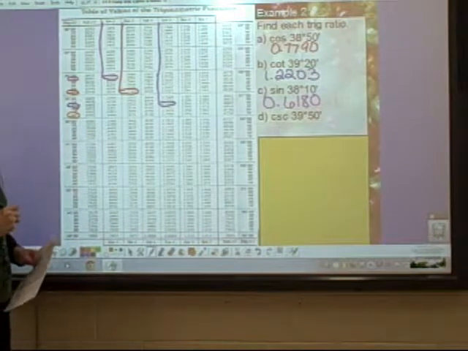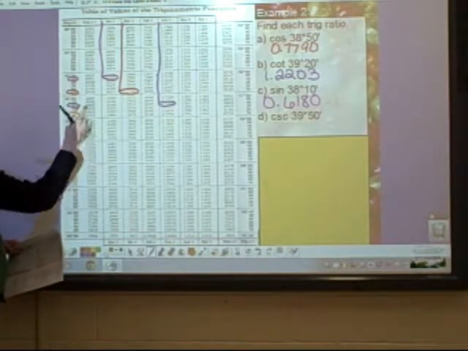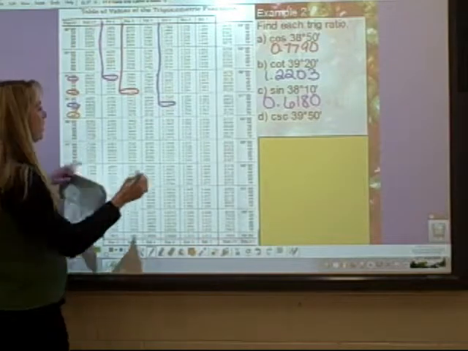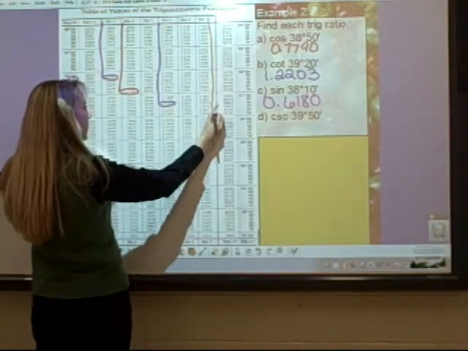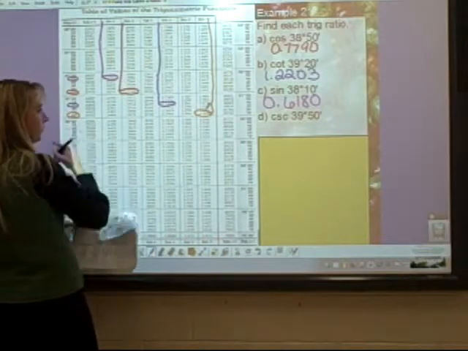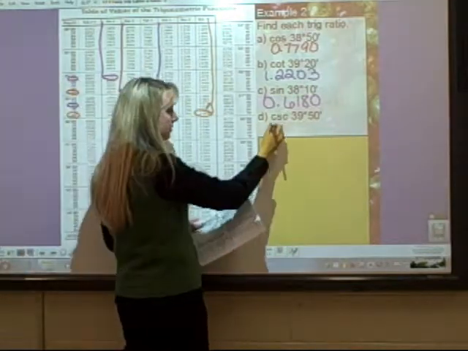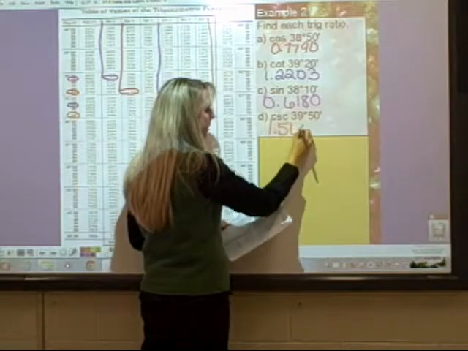Since I'm looking at the left-hand side of my chart, I read the top, and I'm going to go to cosecant, and I'm going to come down that column and match up right there, and it says 1.561.